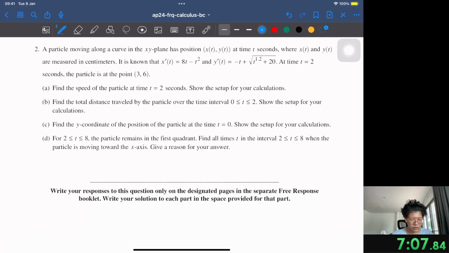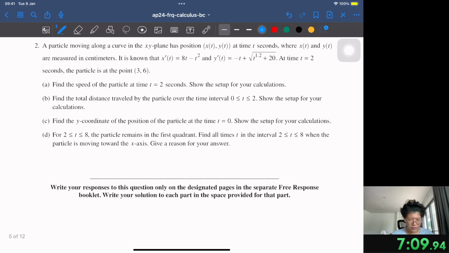Okay, let's do number 2. A particle moving along a curve in the xy plane has position (x(t), y(t)) at time t seconds, where x(t) and y(t) are measured in centimeters. It's known that x prime of t is this function, and then y prime is this function. At time t equals 2, the particle is at the point (36.